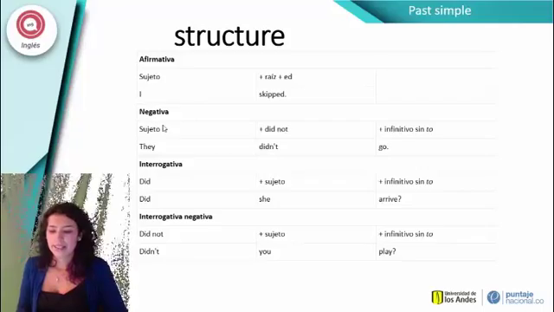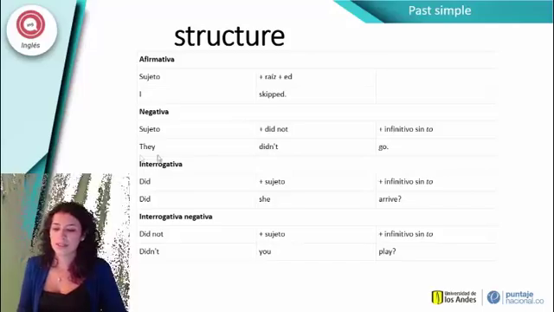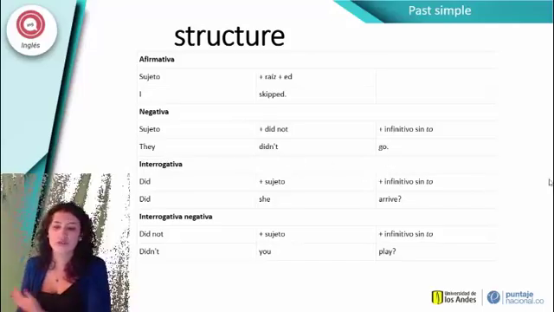Then for the negative, we have the subject, the auxiliary with the negation, and the infinitive, and remember, always the infinitive doesn't have to have to, okay? So, subject, they didn't go to the party, for example. They didn't go to the party.